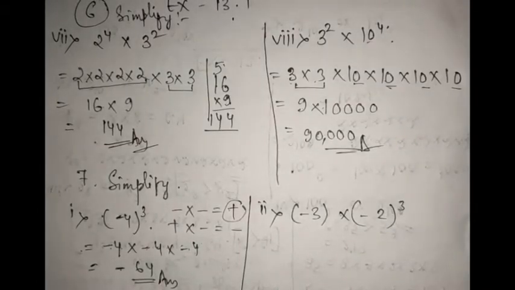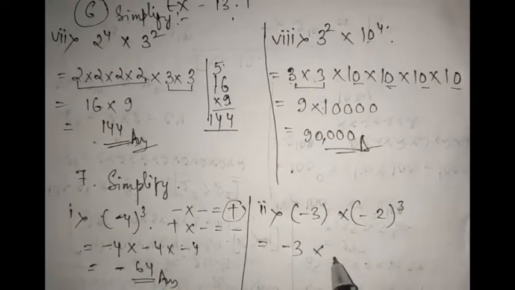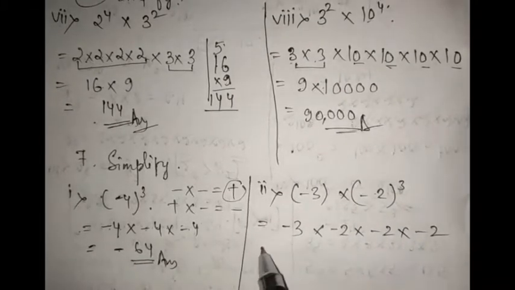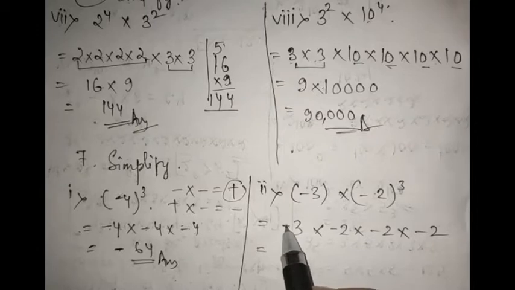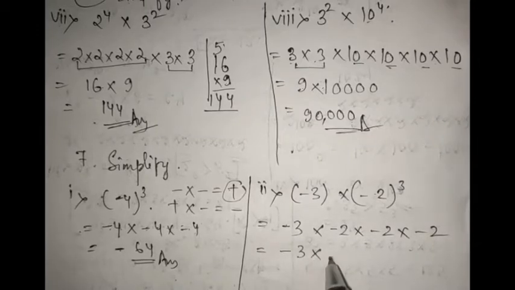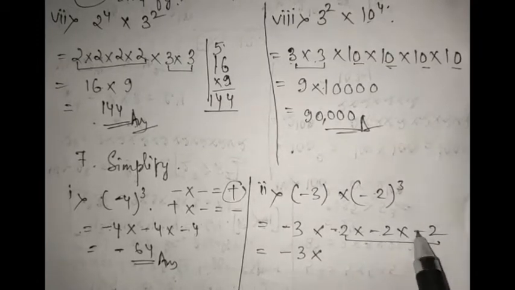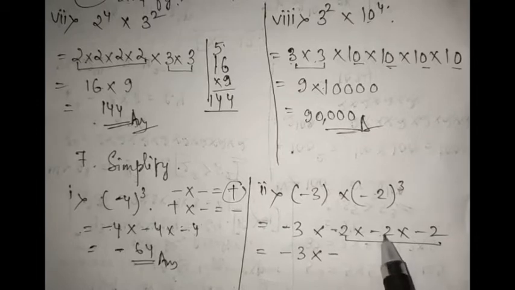Alright, so minus 3 will be written as minus 3 only, and minus 2 cube will be written 3 times: minus 2 into minus 2 into minus 2. First of all, let's keep minus 3 as it is. First let's multiply these 2s. So minus into minus is plus, plus into minus is minus. So 2 2s are 4, 4 2s are 8. Now you will get your answer.